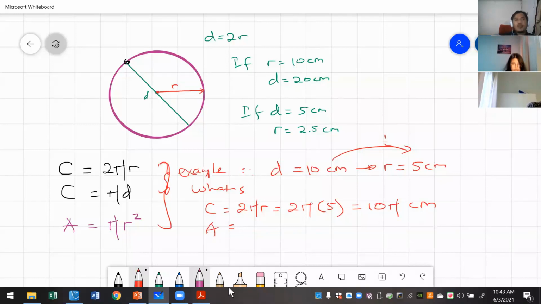Pi is just pi. So if you want to find out the circumference, this is going to be the final answer. You don't have to multiply this using the calculator. You don't have to do that. And so for the area, the same thing.